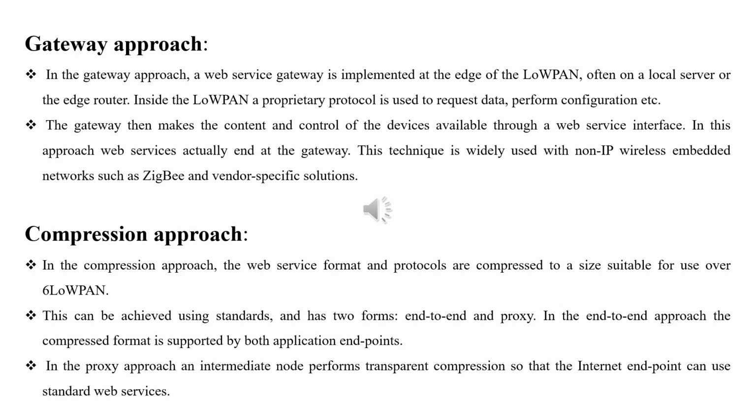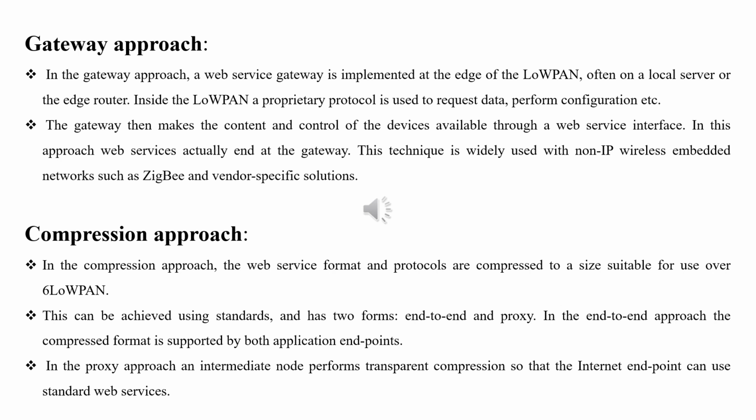In the gateway approach, a web service gateway is implemented at the edge of the LoWPAN, often on a local server or the edge router. Inside the LoWPAN, a proprietary protocol is used to request data, perform configuration, etc. The gateway then makes the content and control of the device available through a web service interface. In this approach, web service actually ends at the gateway. This technique is widely used with non-IP wireless embedded networks such as ZigBee and vendor-specific solutions.